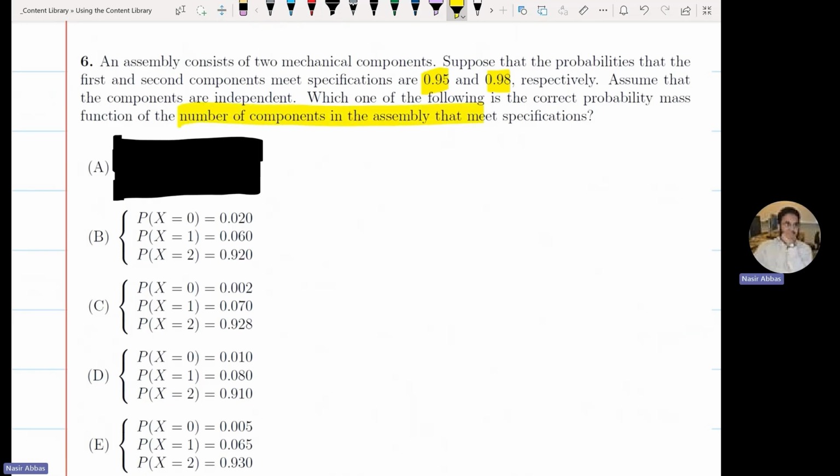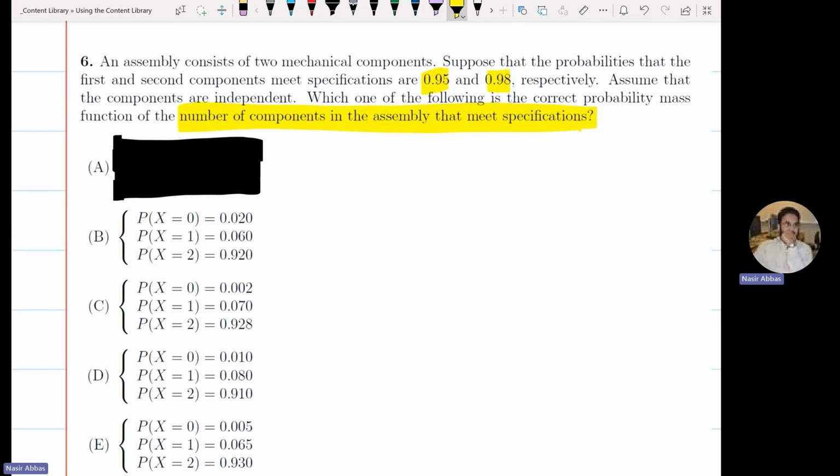This is a question from the general definition of a discrete random variable. What is the mass function of this X? To get the mass function, first you need to identify the possible values of X, and then you have to find the corresponding probabilities. This table is called a mass function. So first find the possible values of this random variable X, which is the number of components that meet specification.